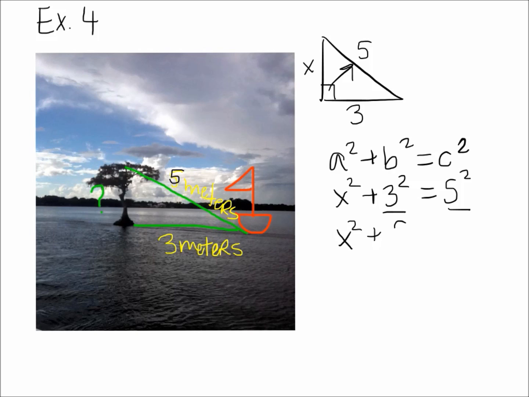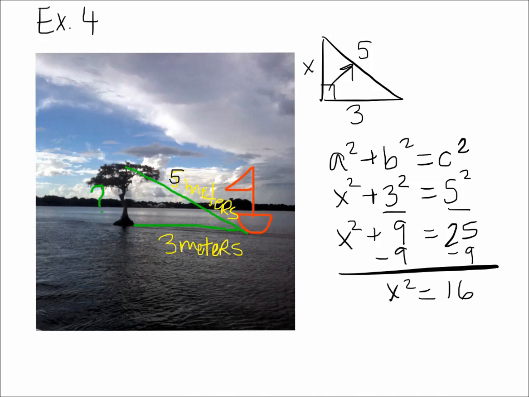x squared plus 9 equals 25. I'm going to subtract 9 on both sides to isolate the x squared. And I get x squared equals 16. They're squaring, so I square root, and I get x equals 4 meters. Not a very tall tree.